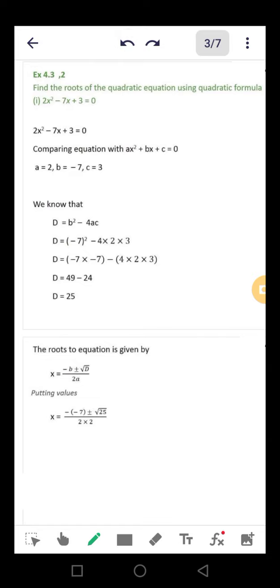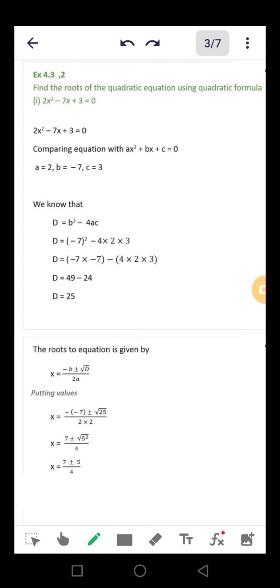2a is how much? A is 2. So 2a is 2 into 2. Simplifying it further, minus into minus becomes plus 7, and root 25 is 5, and square by 2 into 2 is 4. 7 plus or minus 5 by 4. Okay, root and square will get cancelled and the answer is 5.